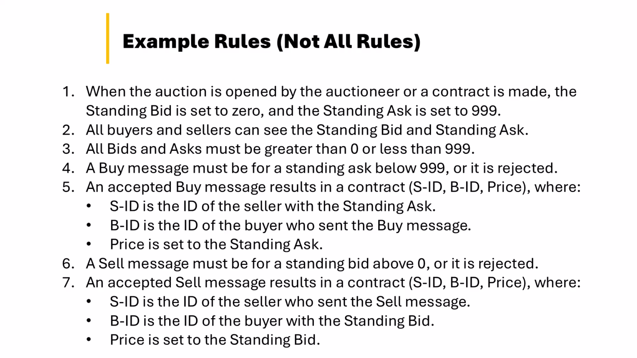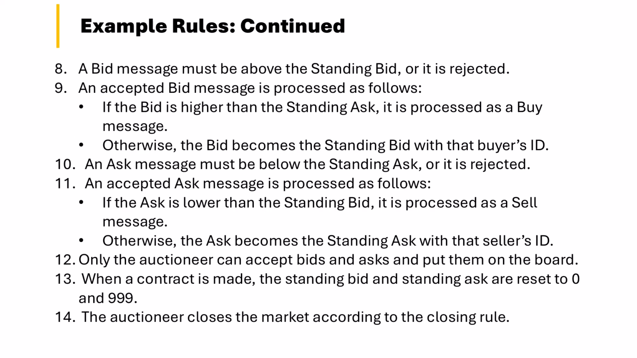Once we have messages that can be sent, we can define the rules of the double auction. These rules are shown in the example rules on this slide and the next. Pause the video and take a moment to read them. Can you identify which are governance rules and which are production rules? Here is the second set of rules. Again, you should pause the video and take your time to read them.